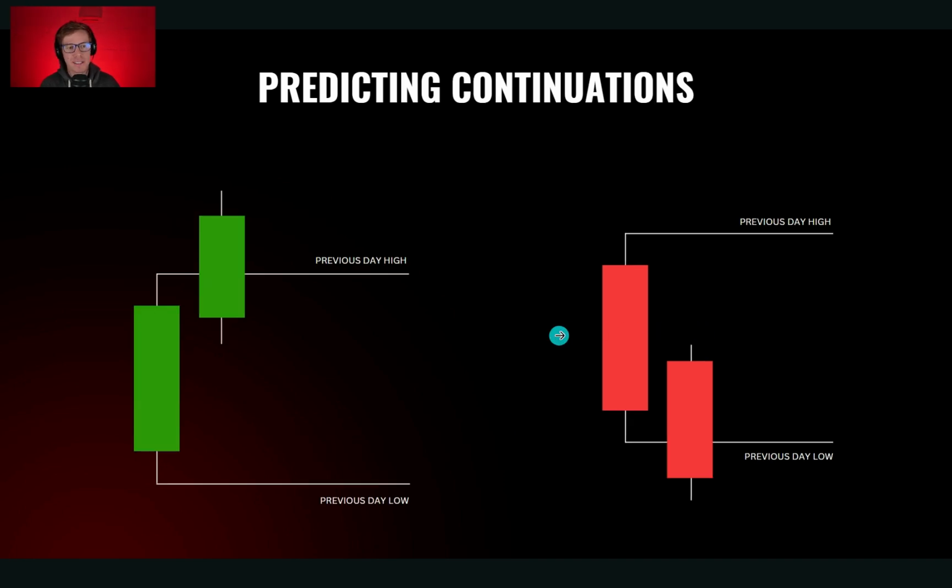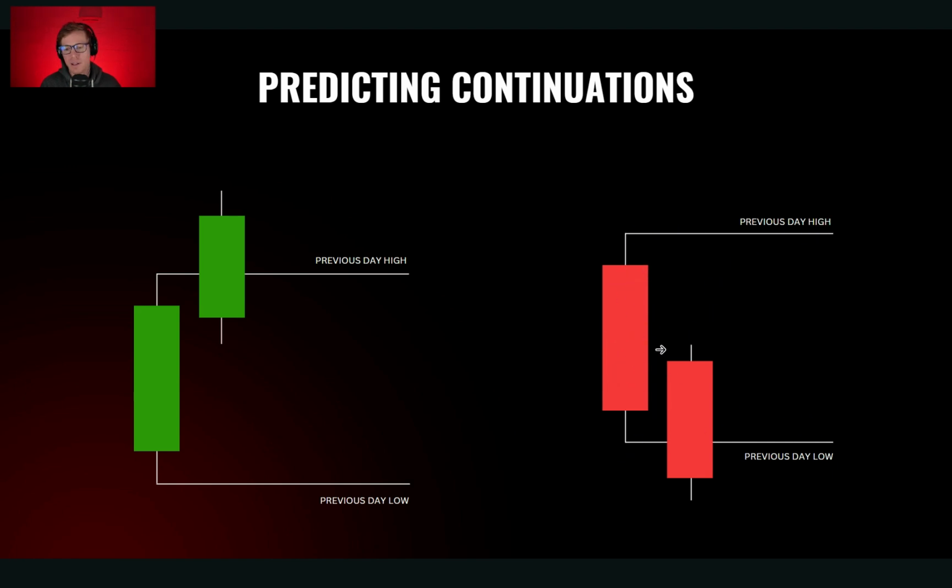And now, predicting continuations. You can see we've marked out the high and the low of the previous candle, and the most recent candle has closed, body closed above the previous day high candle. This is showing us that it's breaking above the high of the previous candle, and it is a high probability of price moving higher.